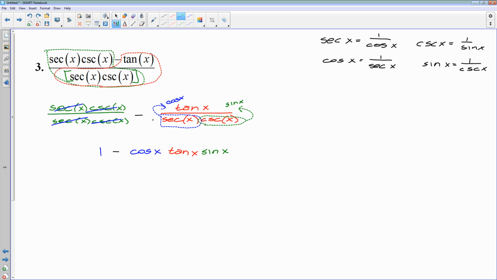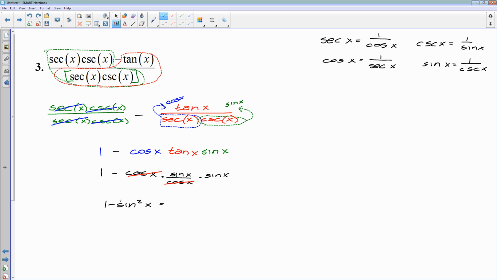Good? So basically, I've gotten rid of that fraction. Now I'm going to play around with this some more. I have a cosine, a tangent, and a sine. I know that tangent can be rewritten as sine over cosine. And then the nice thing about that is I can now cancel. I have a cosine on top and bottom. Those cancel, and it leaves me with sine times sine. So that's 1 minus sine squared x.